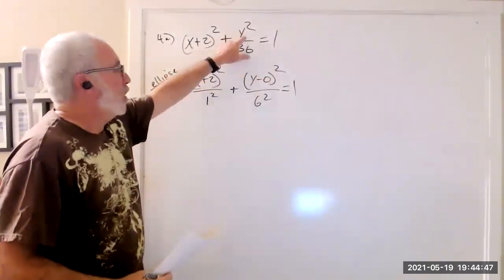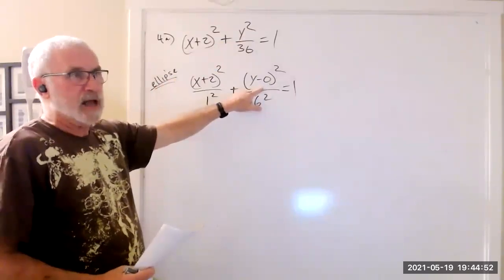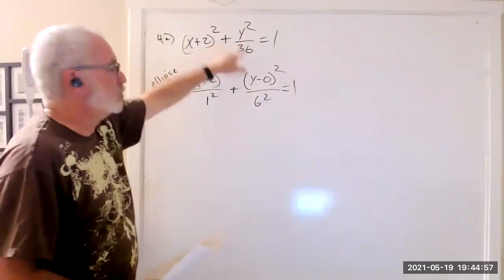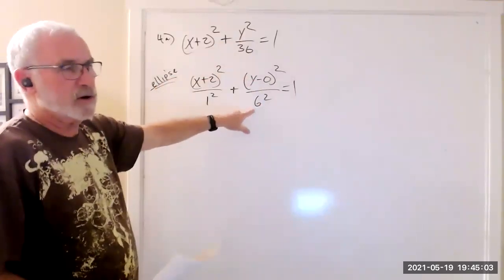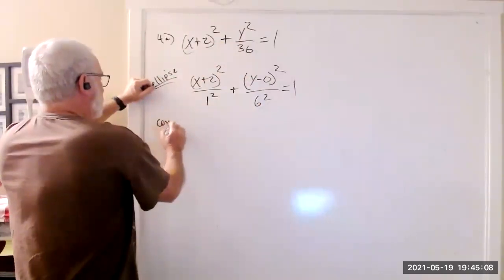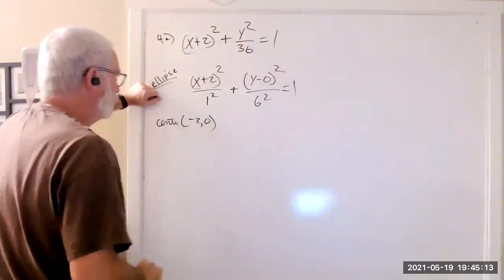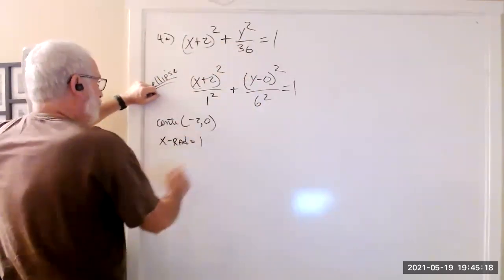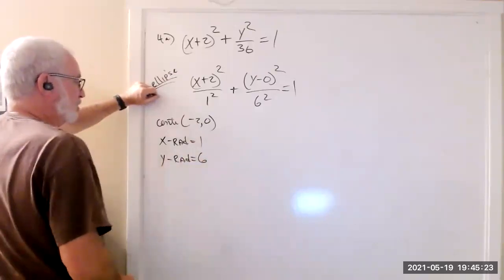Again, you can always add or subtract 0 to something. It won't change the value, but it will change what it looked like. And then I took the 36 and just wrote it as 6 squared just because. So this is an ellipse. My center is -2, 0. My x radius is 1. My y radius is 6.